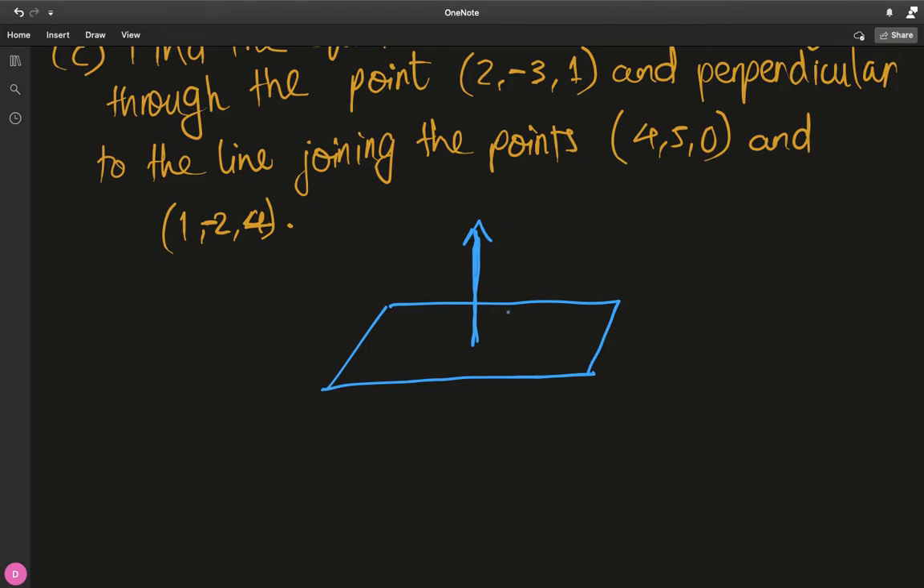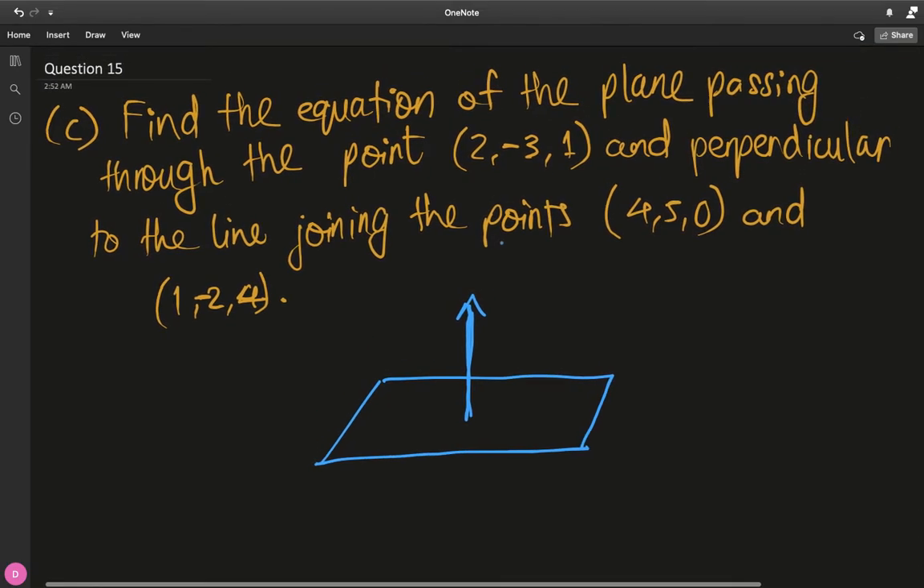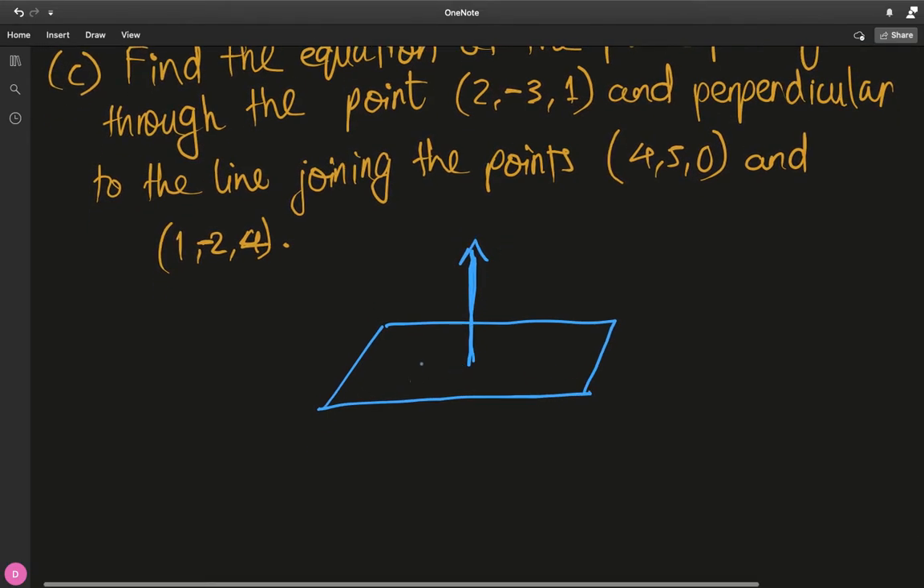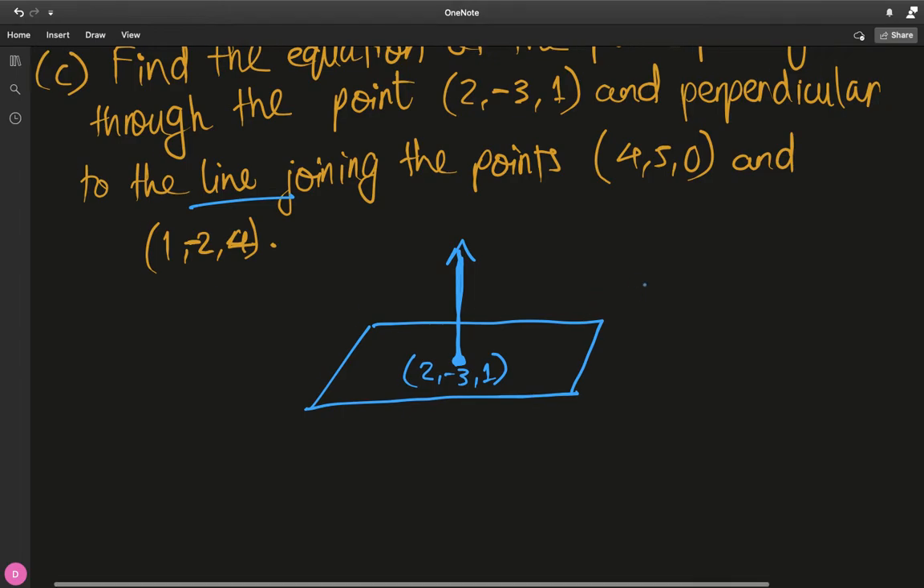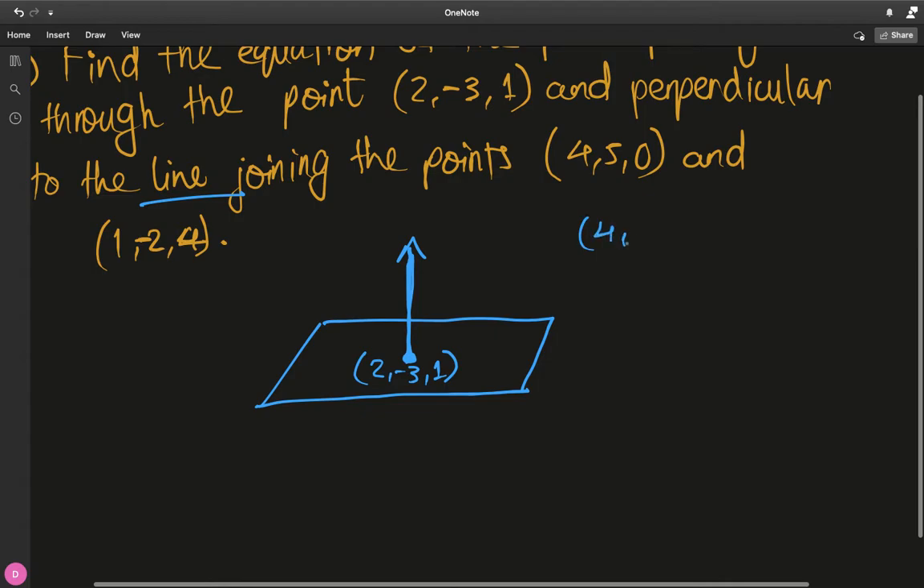This point (2, -3, 1) actually lies on this plane. So probably you can say it's at the base of this vector-like thing. When they say that they've given a line, we can actually interpret that as a vector. So they've given us the start point (4, 5, 0), and they've given us the end point, which is (1, -2, 4).